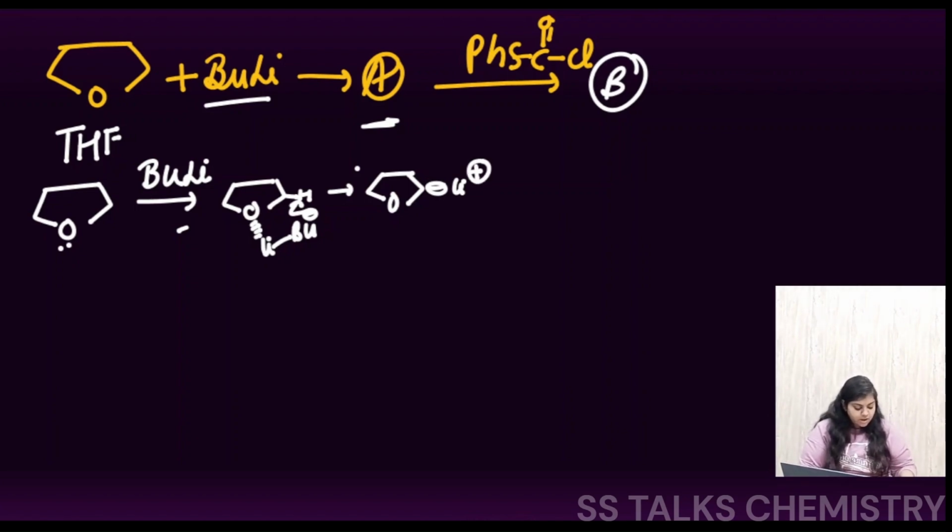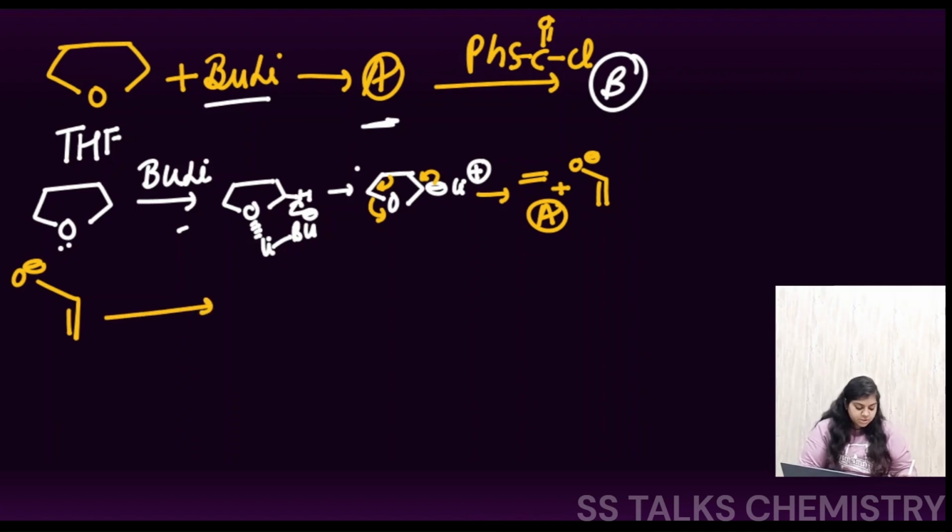So finally, after that, what is going to happen? This electron density will be shifted. This bond's electron density is shifted and this bond's electron density is shifted to this oxygen atom, leading to the formation of the alkene with the enol species, right? So this is going to be your product A. Now this product A, which is my enol species, this O negative, is treated with the species which is my SPh C double bond O and the Cl.